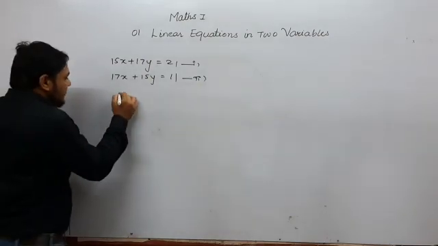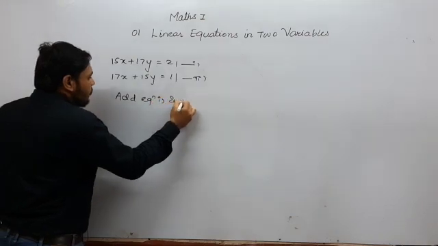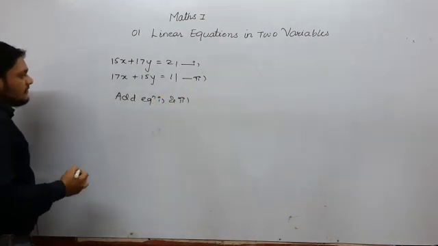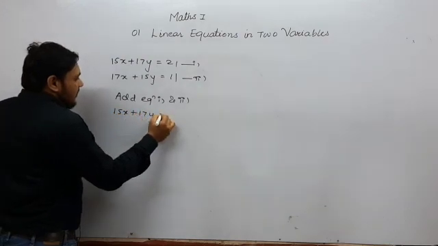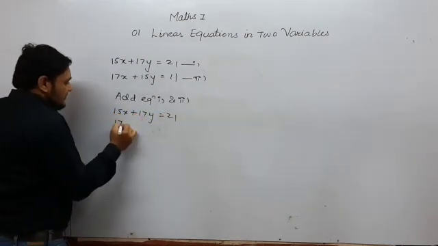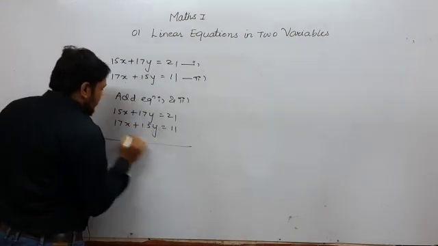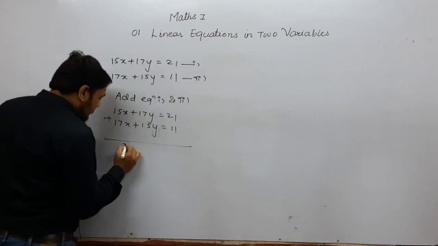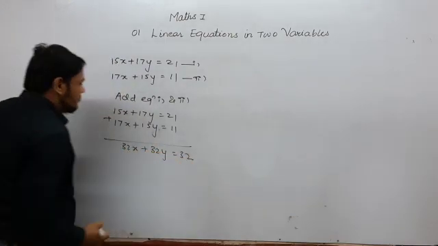Yes, so let's add these two equations. Add equation 1 and 2. If we add equation 1 and 2, see what we will get. 15x plus 17y equal to 21 and 17x plus 15y equal to 11. Add them. So it will become 32x plus 32y equal to 32.